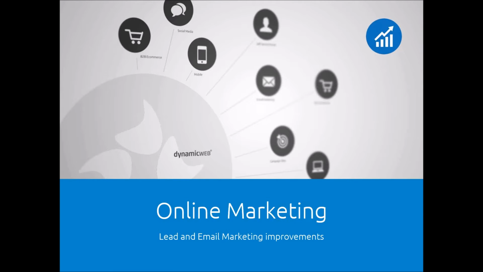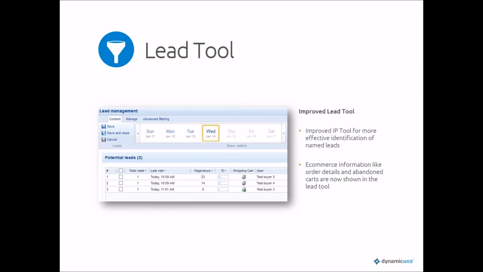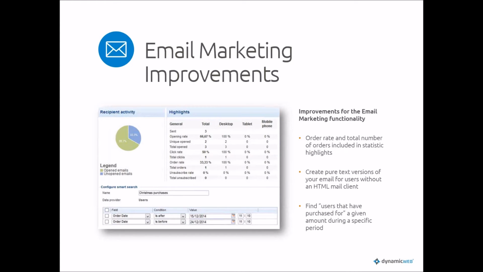In the email online marketing center, we've added a couple of new things. There's an improved IP tool, so you now get more information, and if a user is logged in, we can now see who it is. We can see if they bought something, and we can click directly on these icons to see what they had in cart or what they purchased or placed as an order. In email marketing, we now have the possibility of seeing some new things, like how many orders they placed and what the order total is, and e-commerce related things that we couldn't see before.